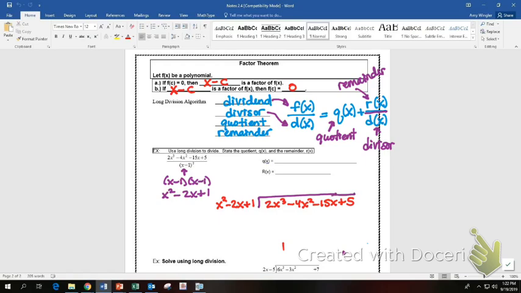To start your division process, you're going to look at the first terms only, and you're going to divide. 2x cubed divided by x squared is 2x. You're going to put that on top. Whatever you put on top here has to be multiplied and distributed by whatever is part of your divisor. So I have to distribute to that trinomial.